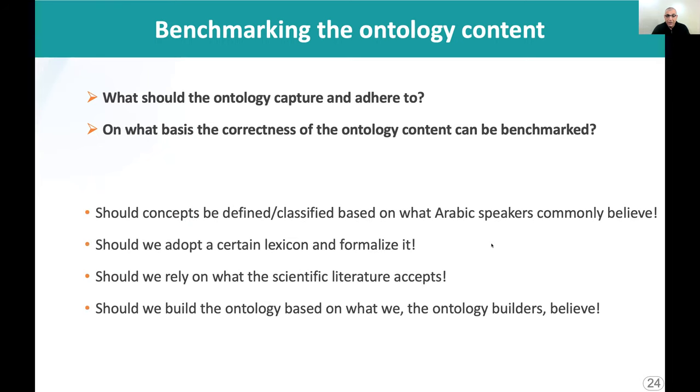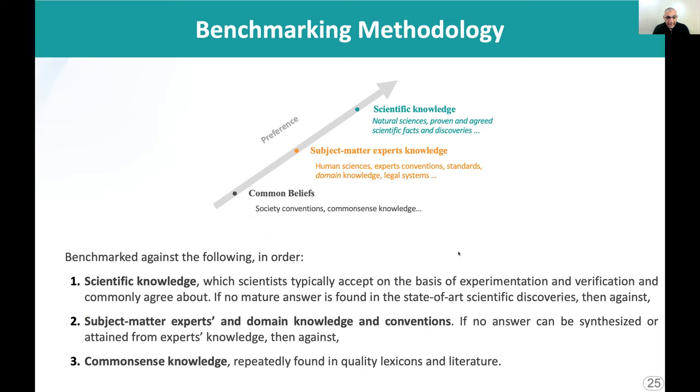For example, should concepts in the ontology be defined or classified based on what Arabic speakers believe? Should we adopt a certain lexicon and formalize it so that the ontology adheres to this lexicon? Should we rely on what the scientific literature accepts, like in mathematics, biology, etc.? Should we build the ontology based on what we, as the ontology builders, believe, so it will be like Birzeit's ontology? This is what we decided.